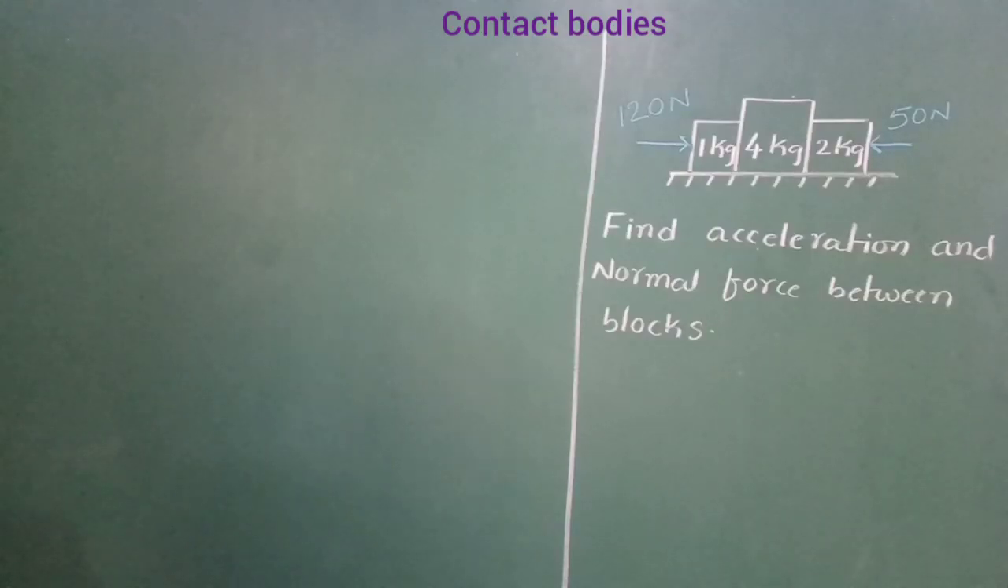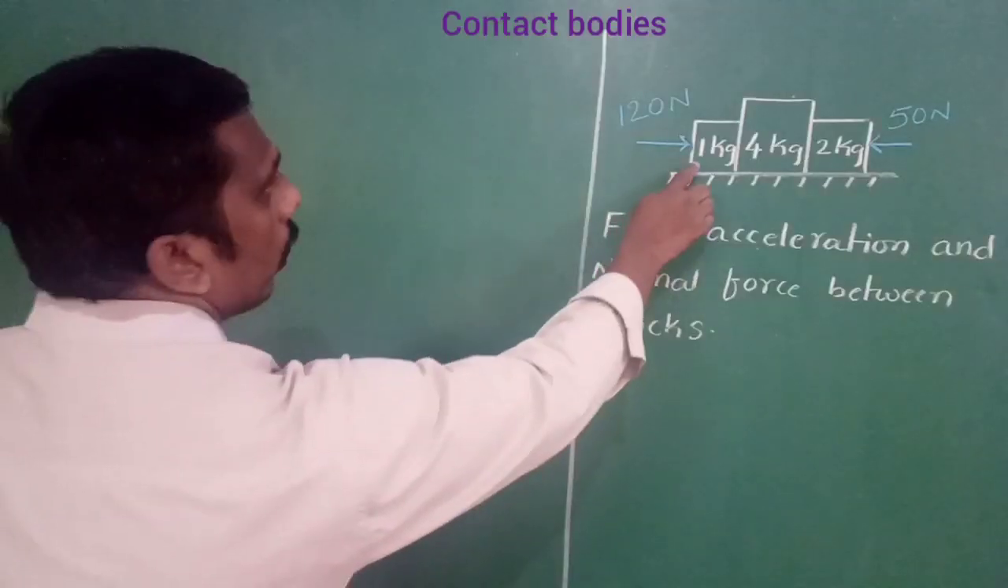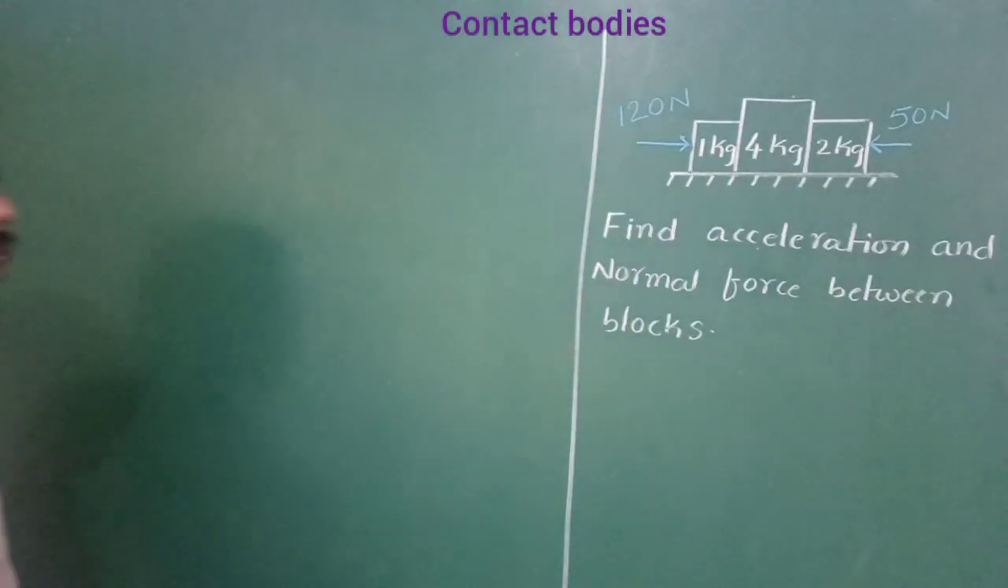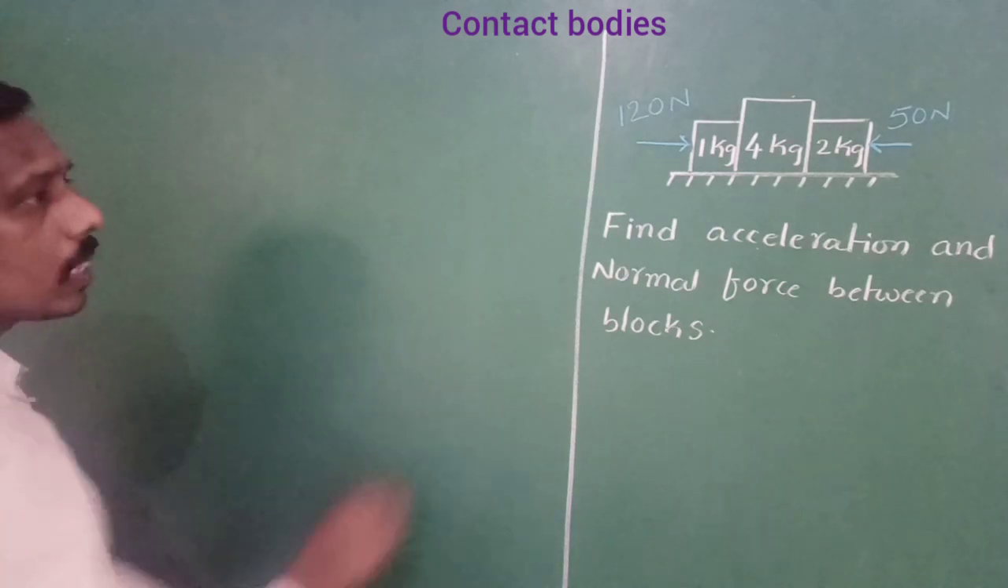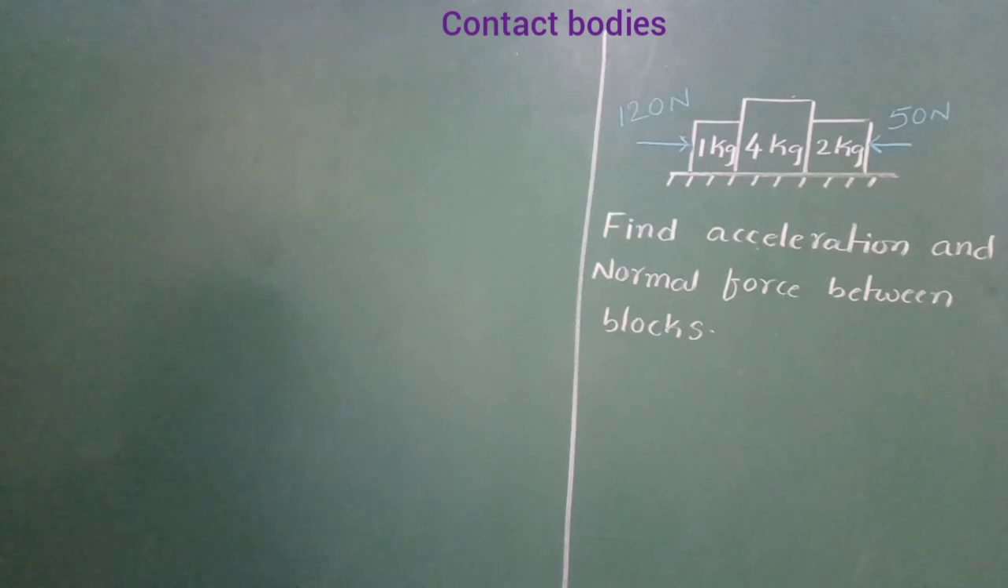Here, 3 blocks of masses 1 kg, 4 kg and 2 kg are kept in contact on a horizontal surface. The 1 kg block is pushed towards the right with a force of 120 Newton. The 2 kg block is pushed towards the left with a 15 Newton force. Then we have to calculate the acceleration of the blocks and the normal force between the blocks. To calculate acceleration and normal force, first we write free body diagrams.